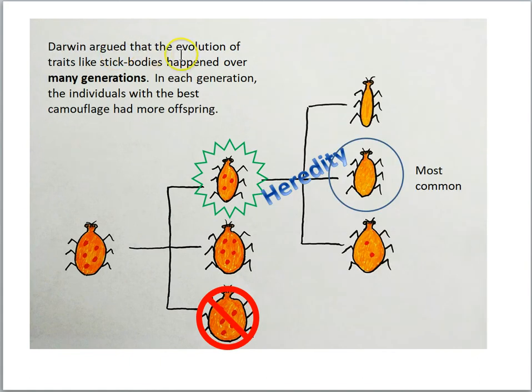Darwin argued that the evolution of traits like stick bodies happened over many generations. In each generation, the individuals with the best camouflage had more offspring. We're using our bracket diagram here to illustrate this process. Each generation, there's a struggle for existence. If there's variation that makes a difference to survival, the winners of the struggle will pass on their traits, and so in the next generation, there will be an overrepresentation of those winning traits.